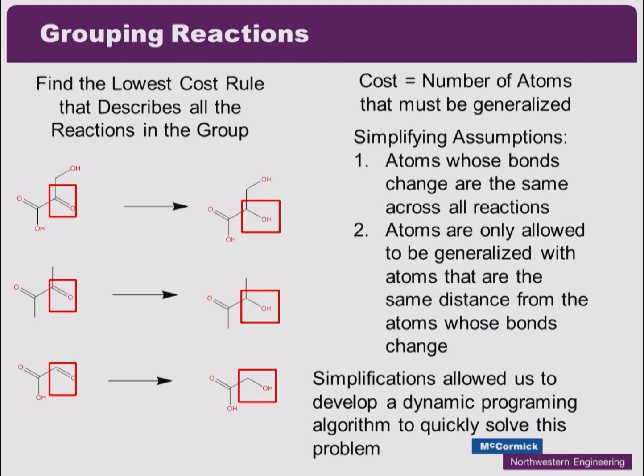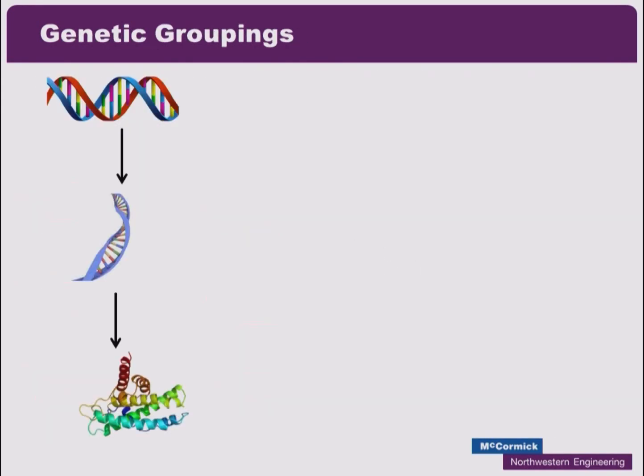So I'm running out of time, so I'll go quickly. But there's a couple simplifying assumptions. Basically, you assume that the atoms that change bonds are the same across all the reactions, and you assume you only compare atoms that are the same distance from the bond breakage. This allows you to do a dynamic programming algorithm that's pretty fast, and I've implemented this to make these operators. The next challenge was, how do we decide on these groupings?